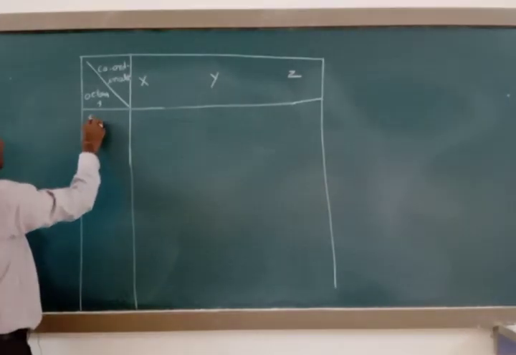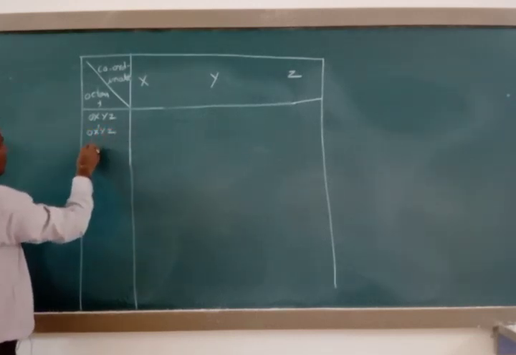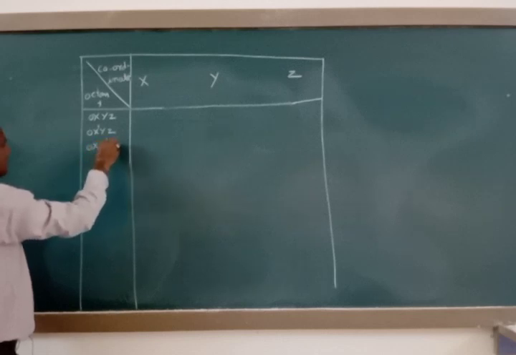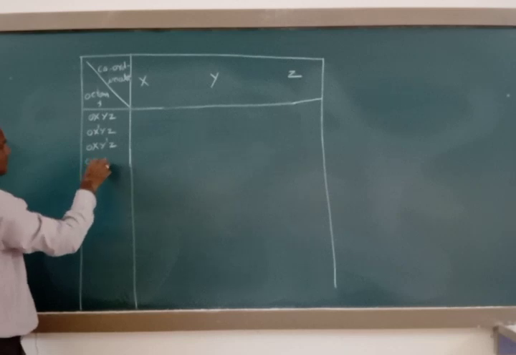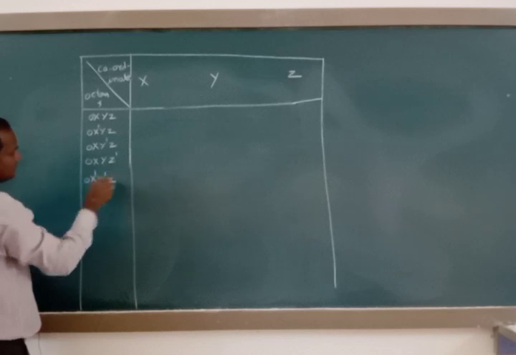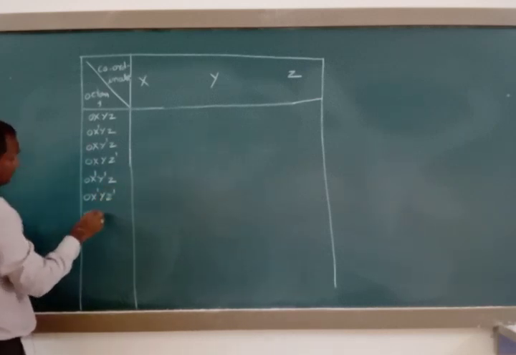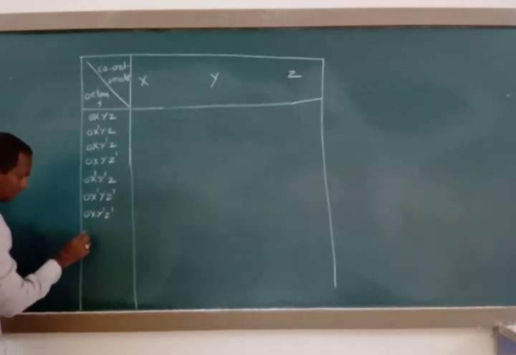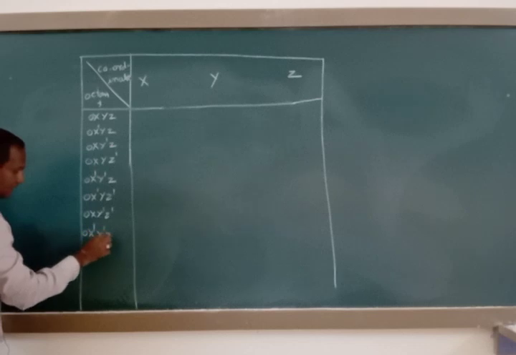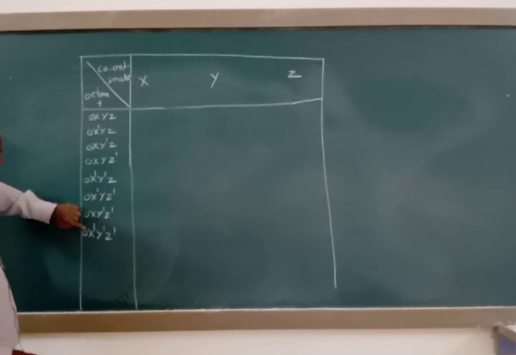Ox y z. The first one is Ox y z. In the second set of octants we have Ox' y z, Ox y' z, Ox y z', Ox' y' z, Ox' y z', Ox y' z'. The last one is Ox' y' z'. Total 8 will come: 1, 2, 3, 4, 5, 6, 7, 8.